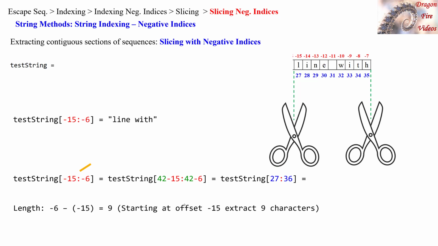We do that by adding the string length to each of the negative coordinates. Here you can still see the extraction cutting at positions 27 and 36. And even if you kept with the original negative indices, we would use my technique of computing the length. So it'd be negative 6 minus negative 15, which is 9. That tells us the extraction will have 9 characters. And then when we start at the offset of negative 15, take the next 9 characters, we still get the same string returned as we saw before.